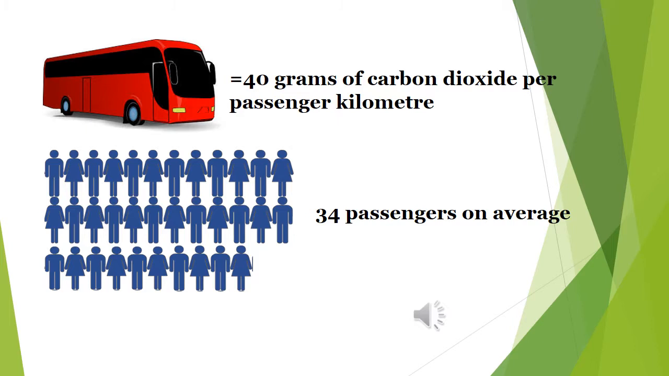The mathematical problem presented is, are cars or buses a more environmental form of transport? Researchers have found that one bus that carries on average 34 passengers emits 40 grams of carbon dioxide per passenger kilometre.